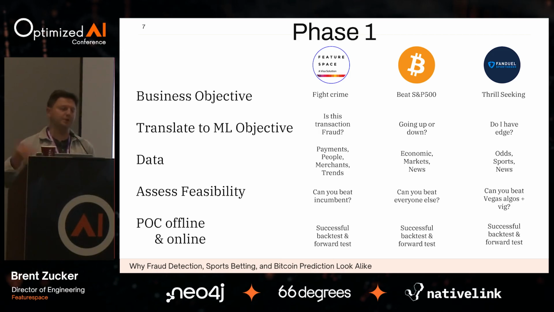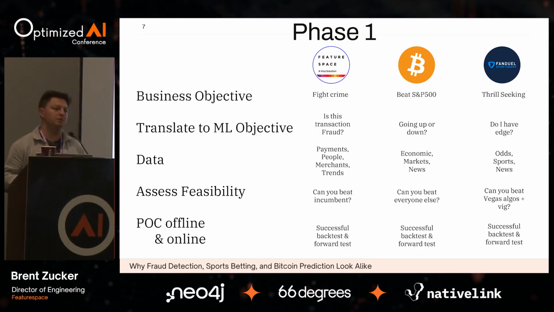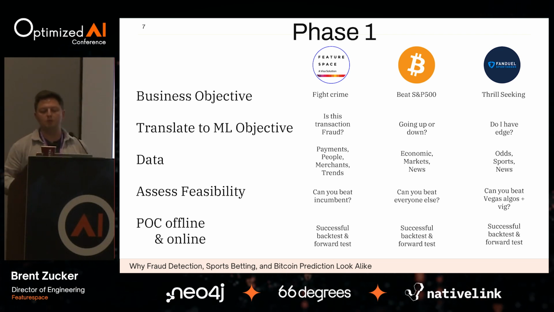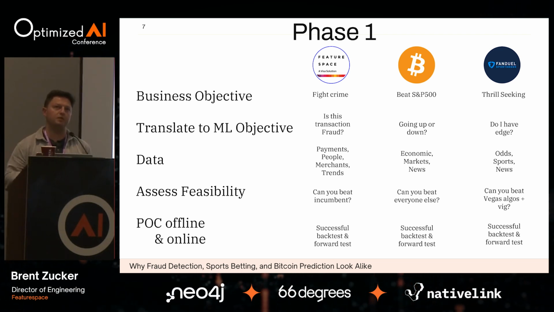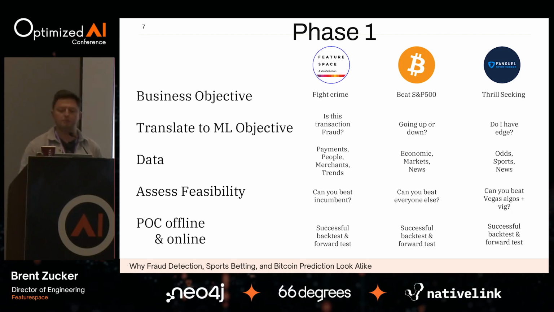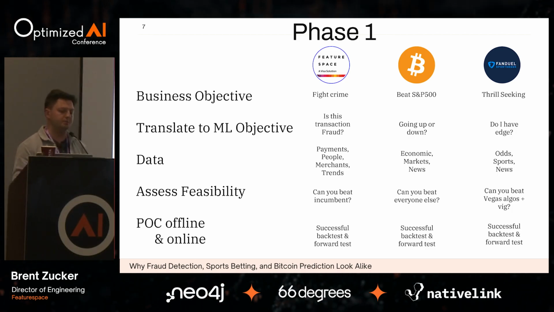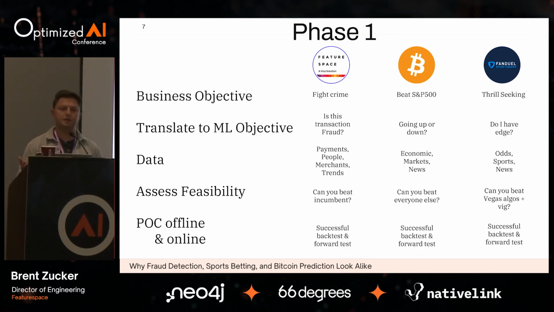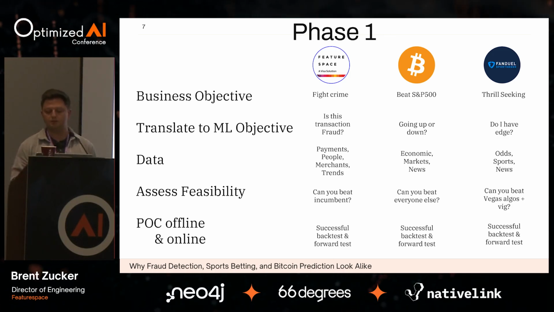And then finally, when you're in this phase, you want to ensure you're assessing the feasibility of how likely it is that you could solve this problem. Where are you measuring yourself so you can determine if you want to go to the next step, right? So in the fraud and financial space, can you beat the incumbent? Can you beat the product that already exists today? Can you beat that analytics solution? In the Bitcoin space, can you beat everyone else, right?